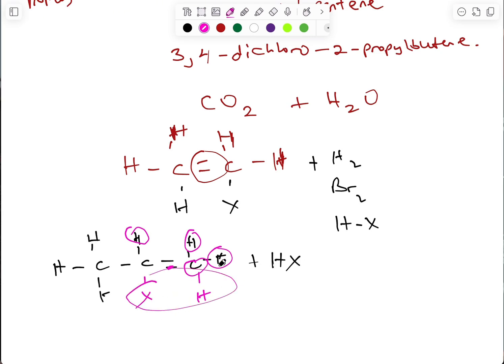So this is the way you do the addition reactions that involve hydrogen and halogen. That is hydrohalogenation. So that's addition reaction. So that's that.